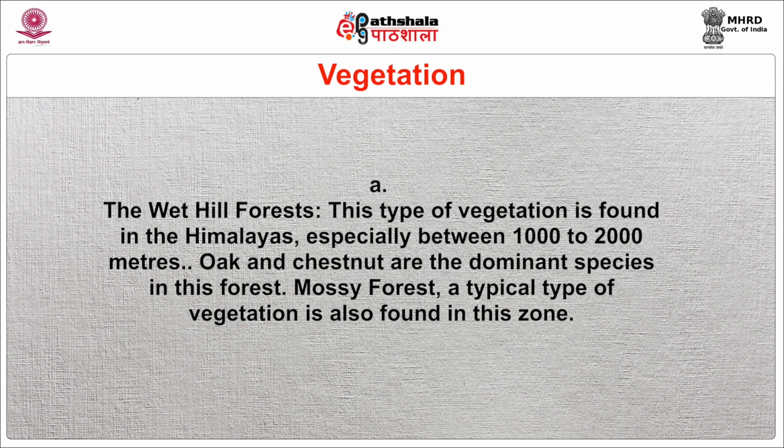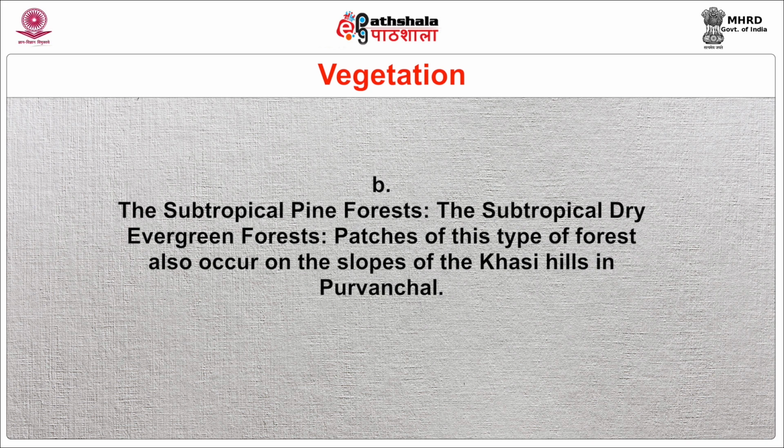This type of vegetation is found in the Himalayas, especially between 1000 to 2000 meters. Oak and chestnut are the dominant species in this forest. Mossy forest, a typical type of vegetation, is also found in this zone. Then the second one is the subtropical pine forest.